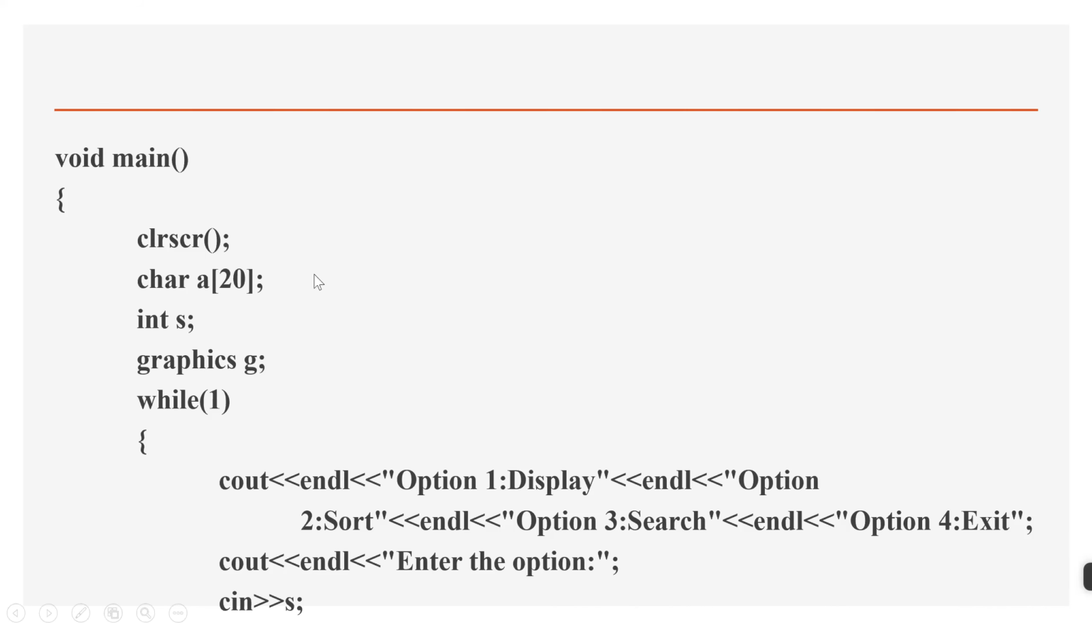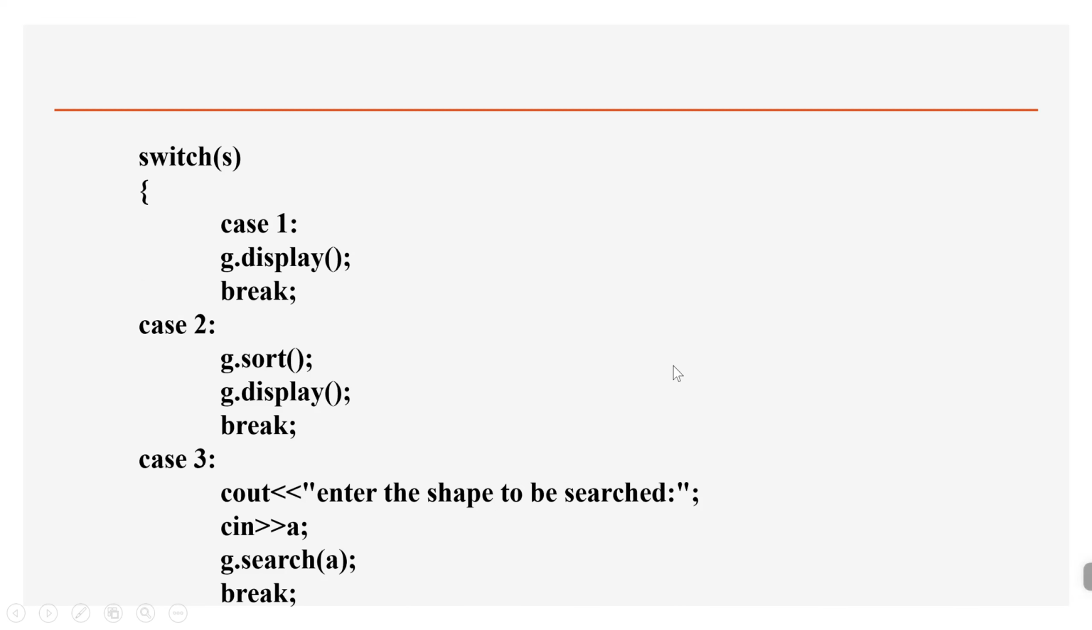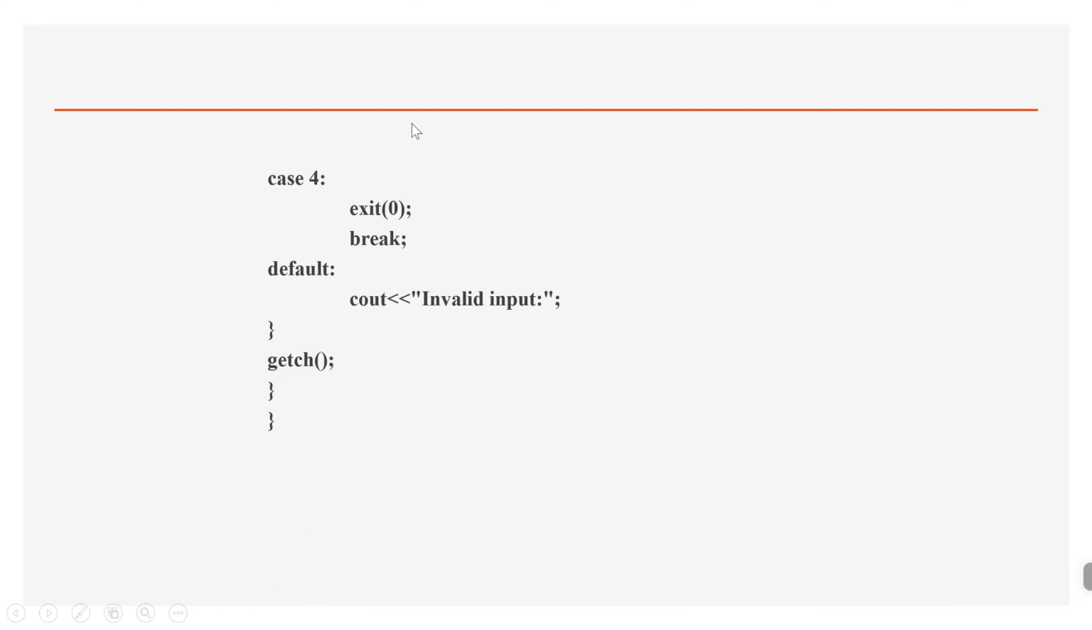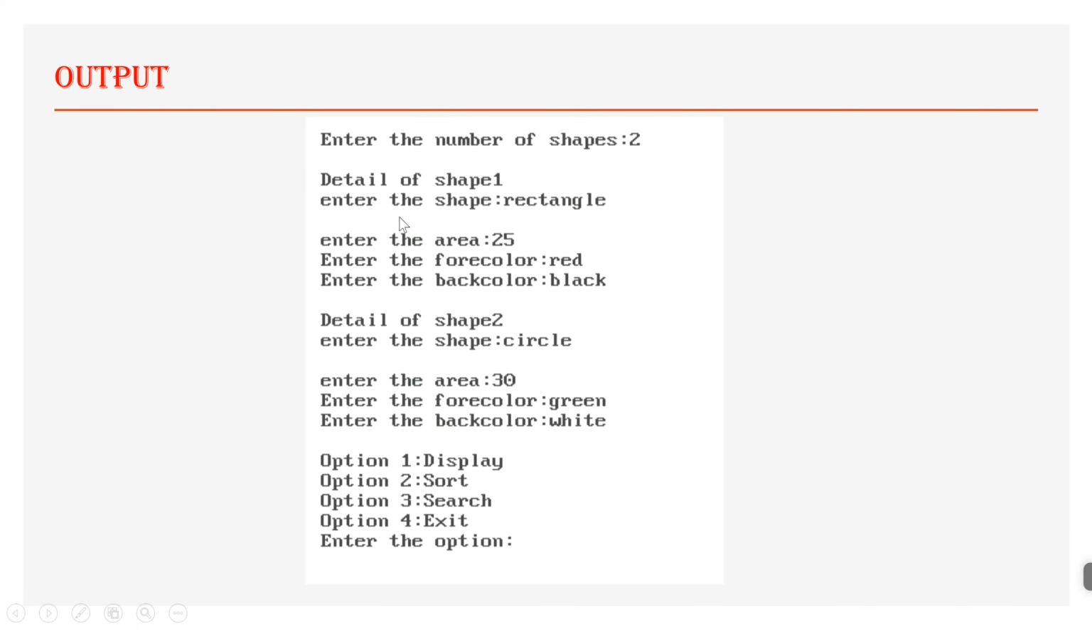Then coming to the main, I have G, I call it G, as an object of graphics, the name of the class. I have options, similar to what I explained in the previous case: display as first option, sort as second option, search as third option, exit as fourth option. Now, if the option is 1, display the contents. If the option is 2, sort the contents. If the option is 3, read what you are going to search, and it will search. Then the program is over. You terminate the program.